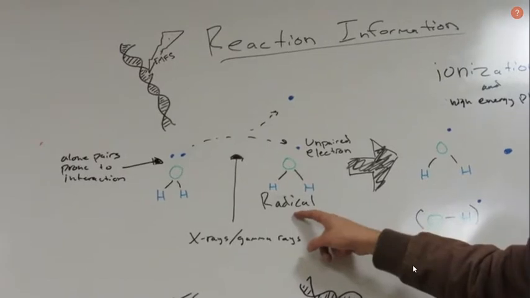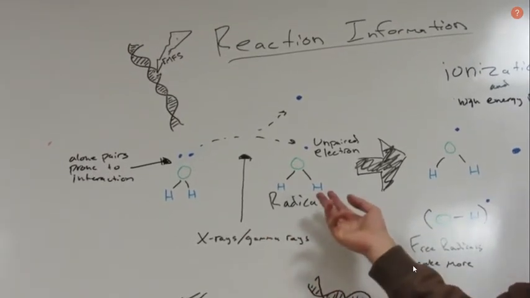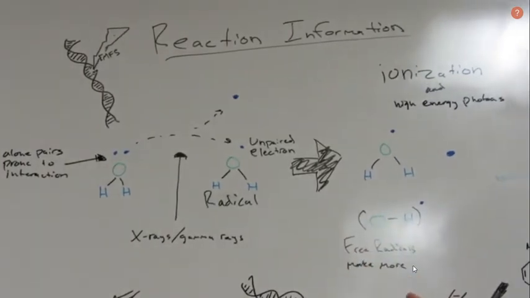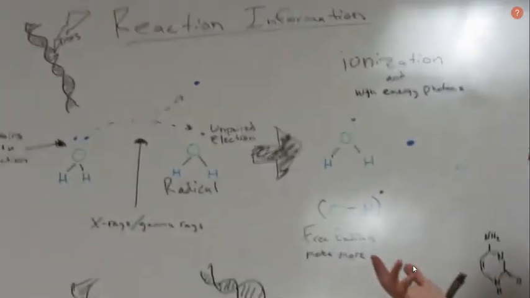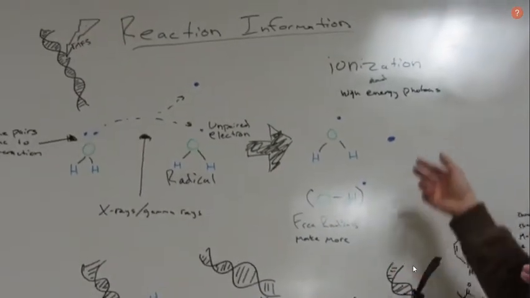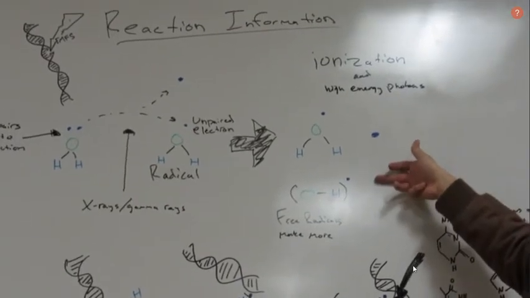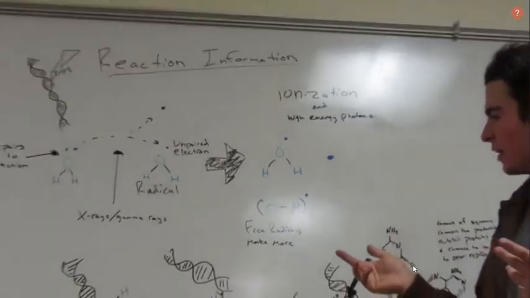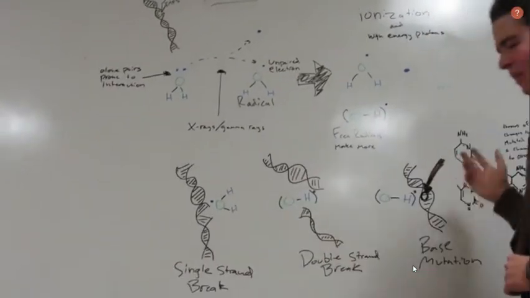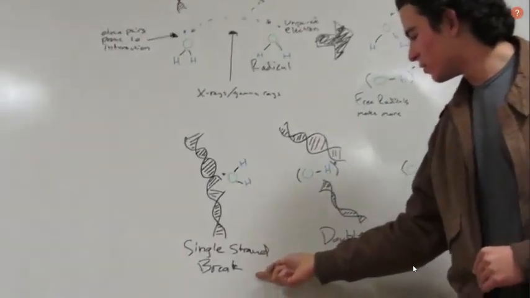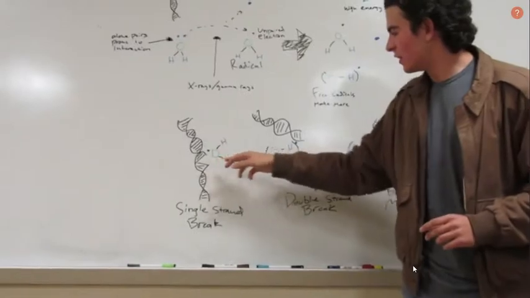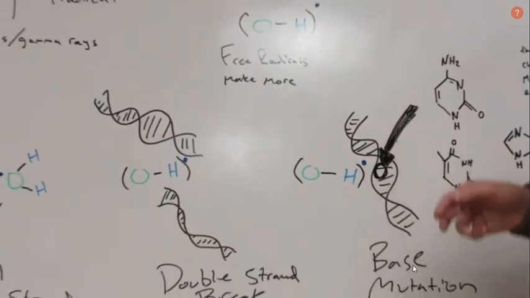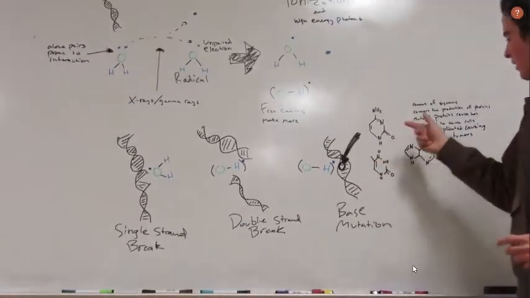And now we have a radical due to these X-rays and gamma rays. And when we have radicals, they're obviously not the same as our regular molecule. And these radicals make a lot more of them. We can see examples of these here. And why these are important is because they create these mess-ups in cell DNA. So we've got a single-strand break, a double-strand break, and base mutations. And you can see how they're affected, like examples. They'll break here, they'll completely break, or they'll affect the actual DNA, these here.